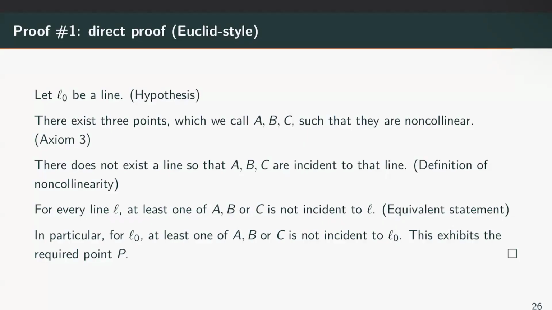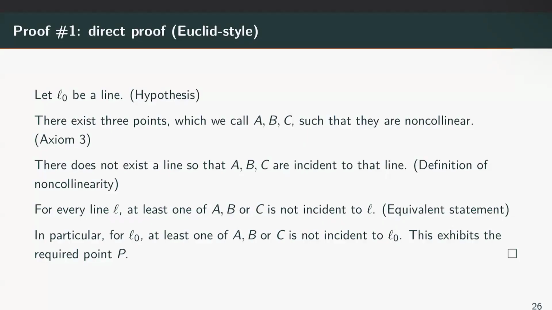Now I'm going to unpack that definition of non-collinearity. There does not exist a line so that A, B, and C are all incident to that line. That's what it means to be non-collinear. So now I'm going to use De Morgan's laws to change this statement that's saying not there exists a line, to for every line, not A, B, and C are incident to L. So actually, it's using De Morgan's laws twice here. So for every line L, at least one of A, B, or C is not incident to L. That's using De Morgan's laws in order to get an equivalent statement.